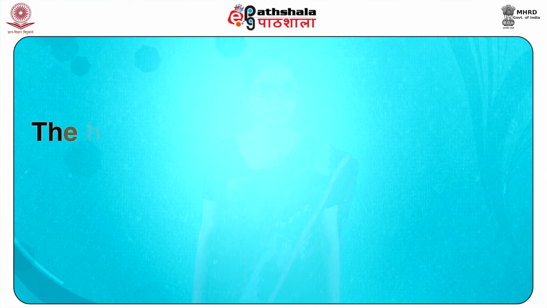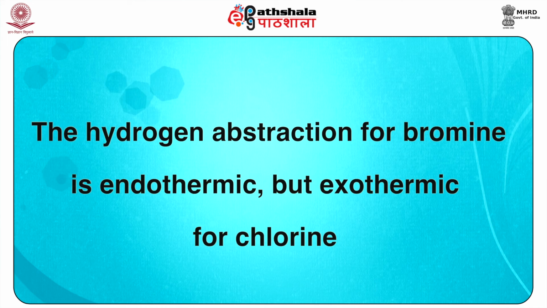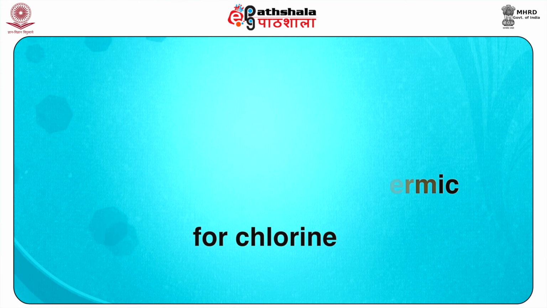And the difference in stabilities of the transition states must be greater than the difference in stabilities of the reactants, so that delta G for an alkyne is greater than delta G for an alkene. Now let us consider the hydrogen abstraction, for bromine endothermic but exothermic for chlorine, as a case. The hydrogen abstraction for bromine is endothermic as the transition state is close in energy to the products, but hydrogen abstraction for chlorine is exothermic as the transition state is closer to the reactants.